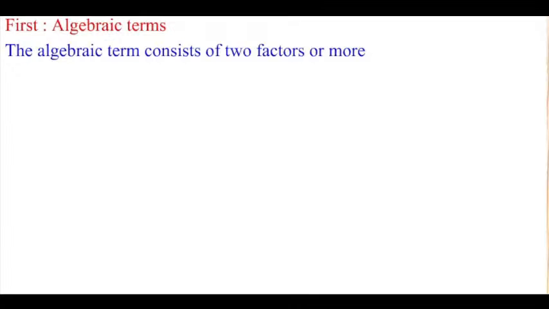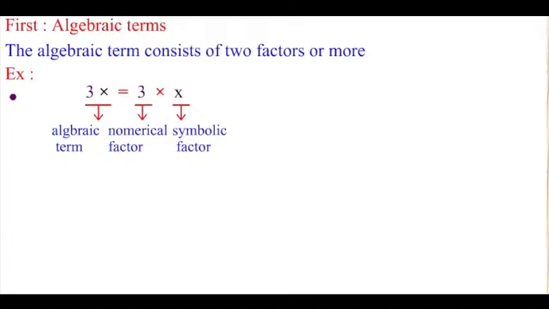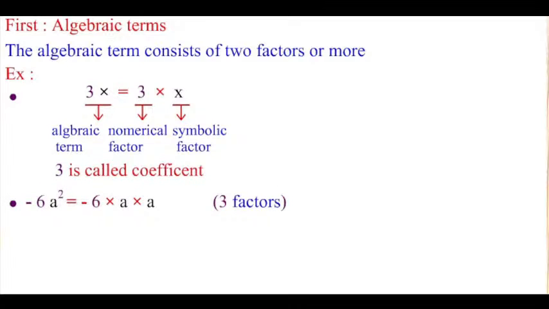Unit 2, Lesson 1. First, algebraic terms. The algebraic term consists of two factors or more. Example, 3x equals 3 times x. 3x is the algebraic term, 3 is the numerical factor, x is the symbolic factor. 3 is called the coefficient. Negative 6a squared equals negative 6 times a times a.